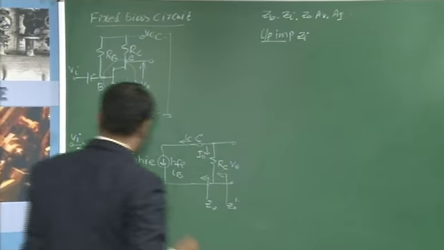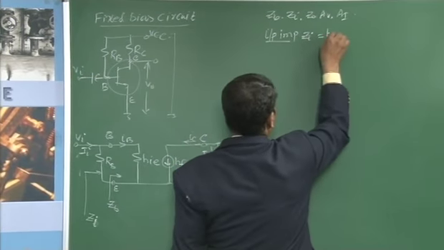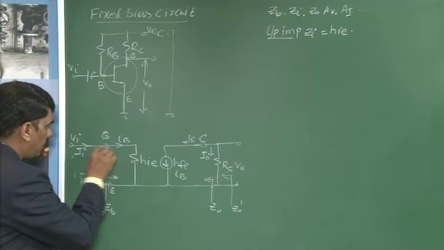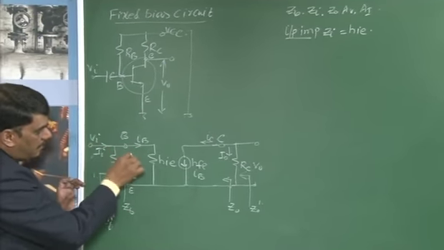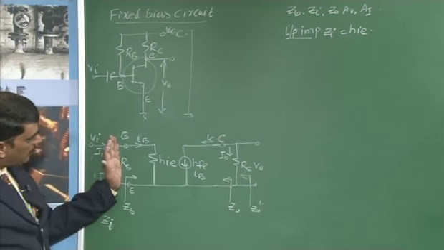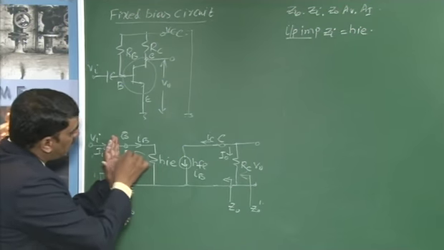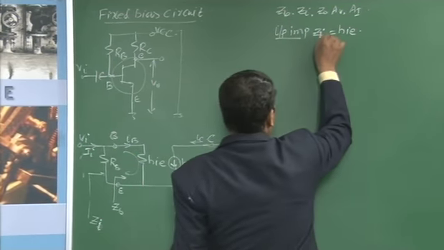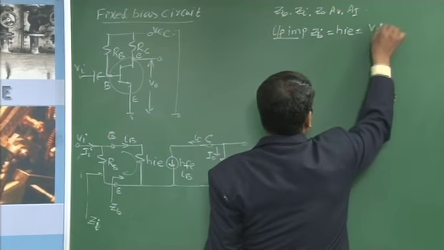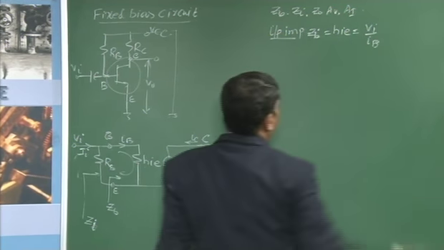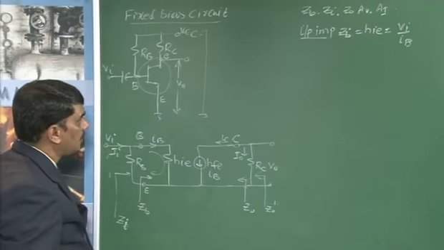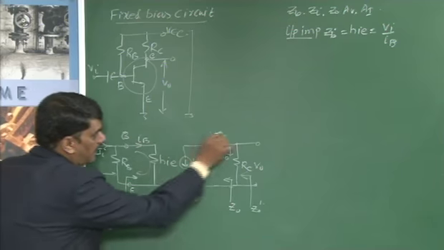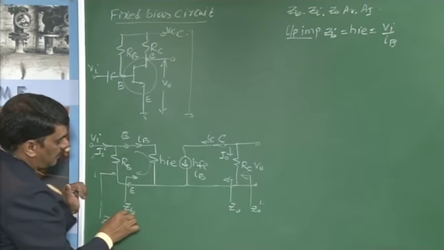ZB is equal to hie. Because applying KVL, whatever voltage is applied here, the same voltage appears across this junction. So ZB is equal to hie. By definition, this is nothing but VI by IB. And ZI means, after finding this ZB, you have to replace the entire circuit with its equivalent resistance ZB.